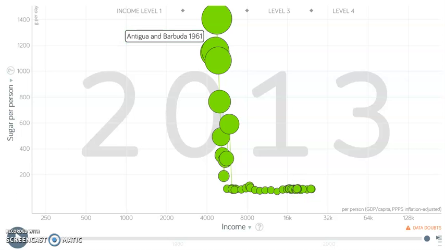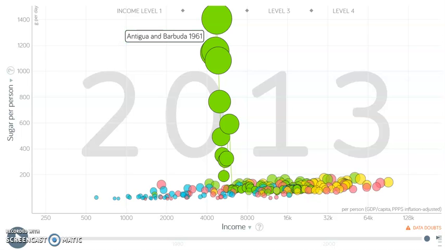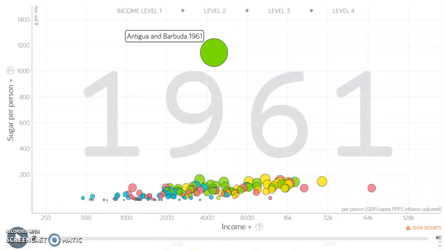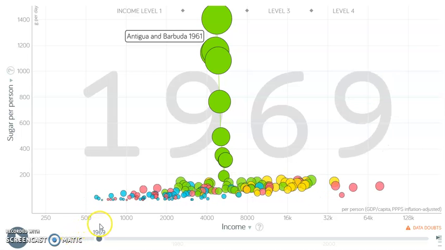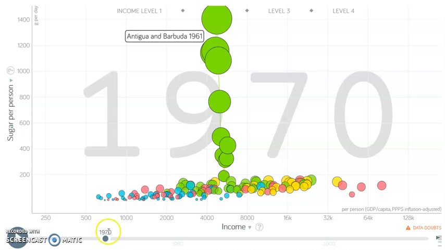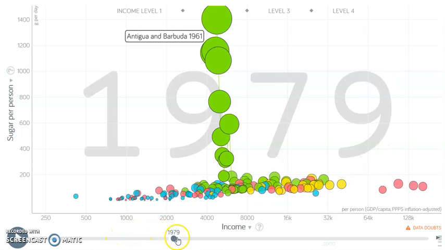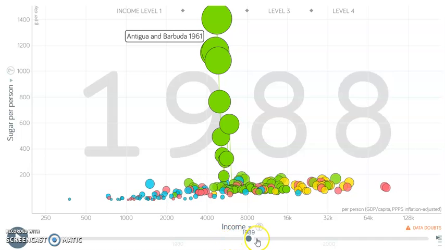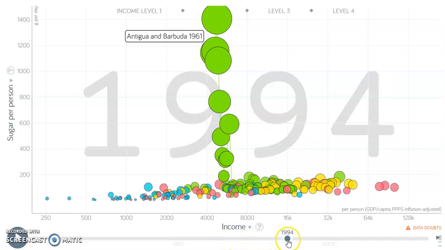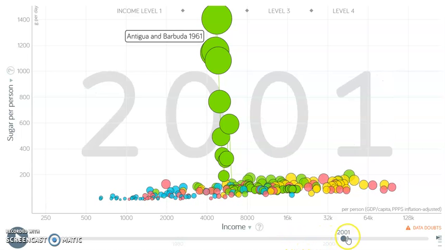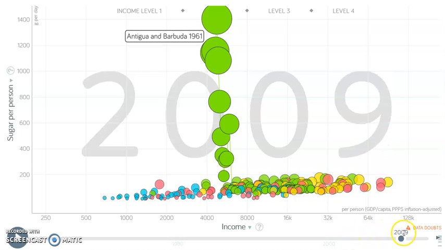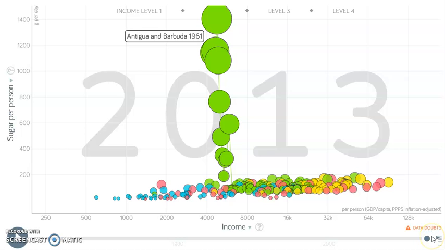Now, if we take the filters off here and we look at more on a broad spectrum of each country, we will see that overall the sugar per person remains quite similar for each country, with the exception of Antigua and Barbuda. You don't see any drastic spikes or increases. However, most of the countries see at least a gradual increase in income per person. So as you can see, we are finishing in 2013.